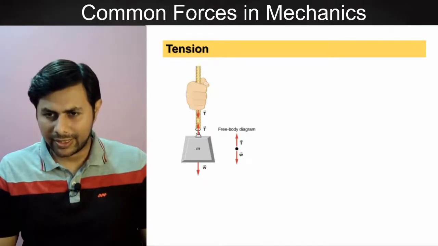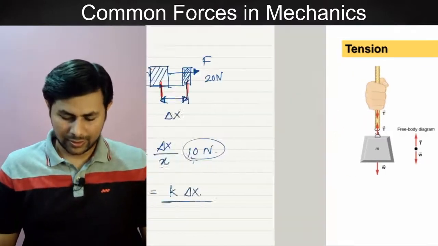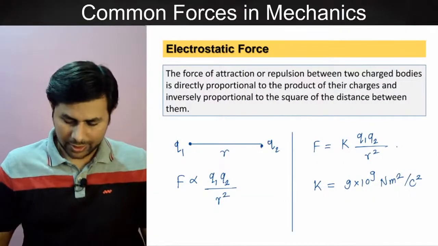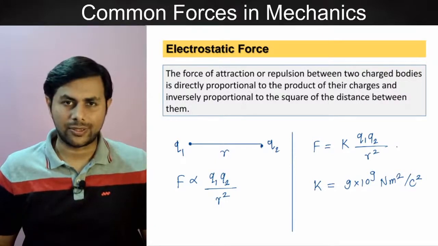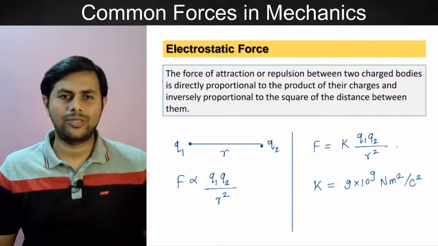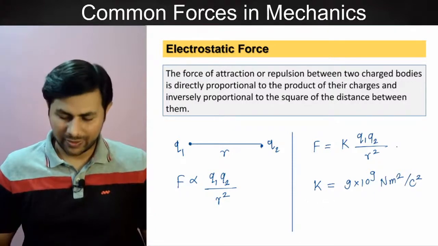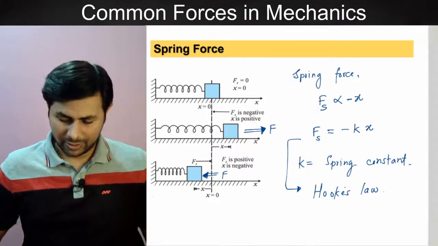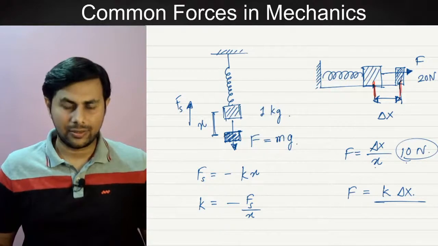In k times delta x, should we use k equals 9 into 10 raised to 9? No, no. See, this k is for the electrostatic force. I have put the same constants. So this k is for the electrostatic force, and this k is for spring force. So from the given condition, we have to calculate this k.